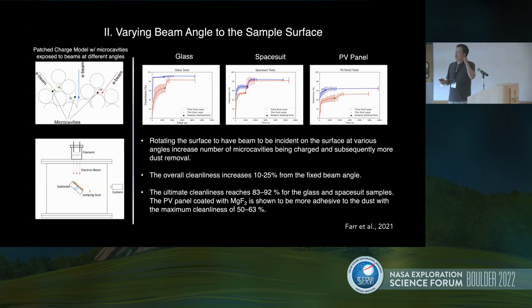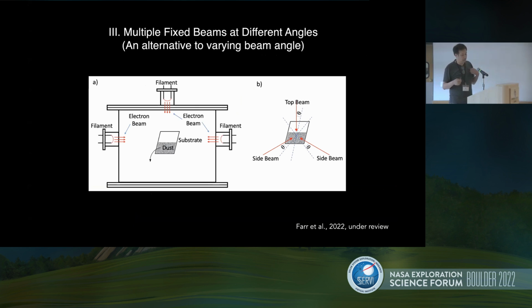So here are new results. The idea is to vary the beam angles, but rotating the surface or beam angles may sometimes be inconvenient on the lunar surface. So we try to find a different configuration to implement the same idea. What you can do is have multiple beams at fixed angles, but fixed at different angles, and they can all point to the target surface.